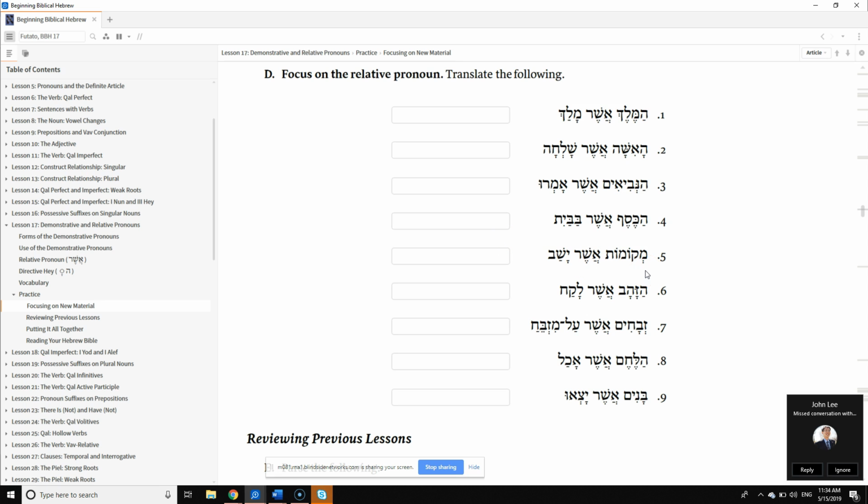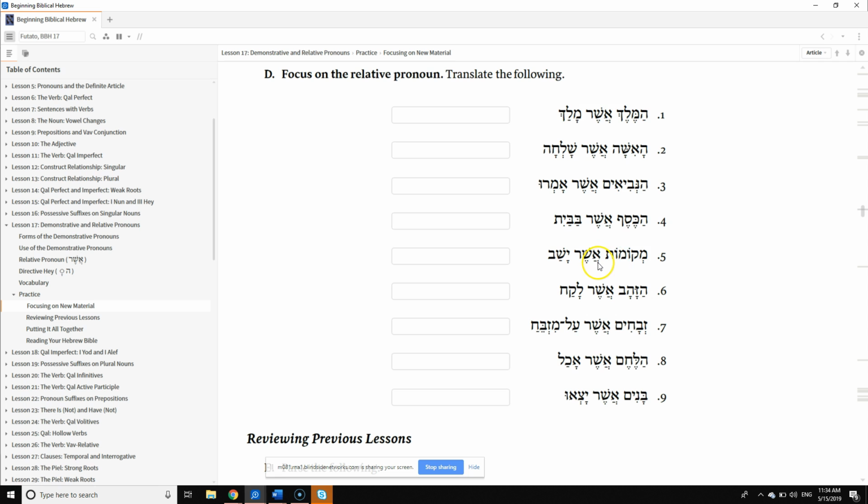Number 5 here, makomot asher av. Makomot, this is going to be, makom is place or location. So this is going to be places which, yeshav would be he dwelt. Places which he dwelt.